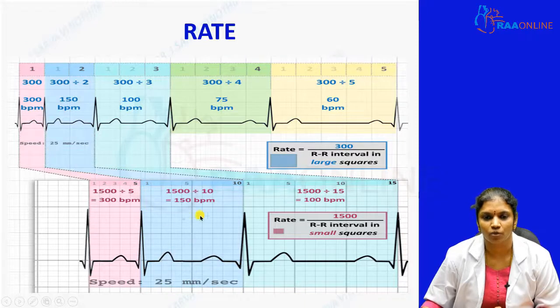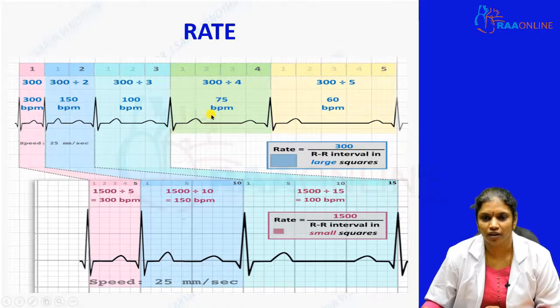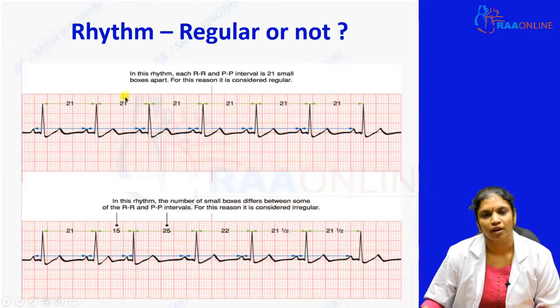If you are taking into account the number of small boxes, it's going to be 1500 divided by the number of small boxes. So if there are 4 large boxes, then the rate is going to be 300 divided by 4, that is 75 beats per minute. If you have 3 large boxes, then the rate is going to be 300 divided by 3, that is 100 beats per minute.